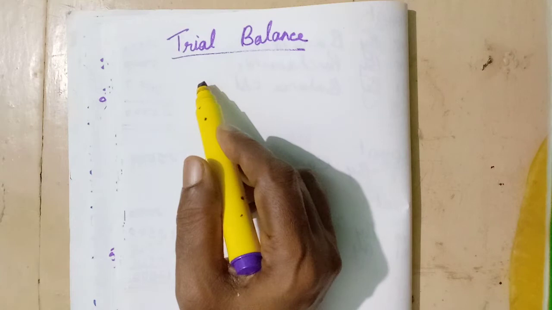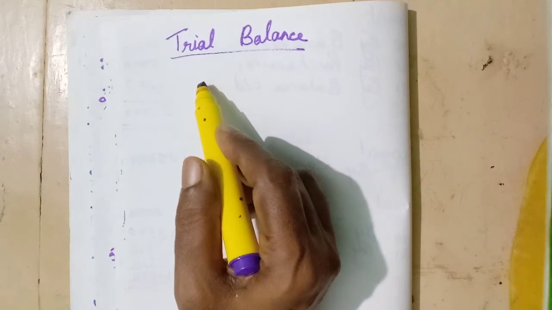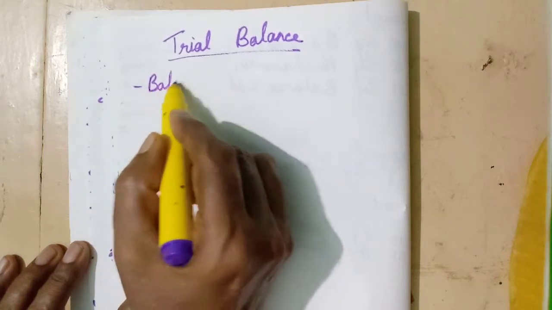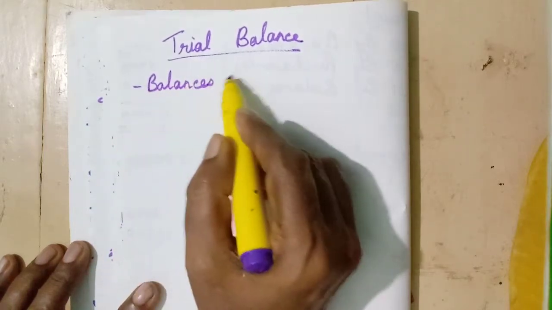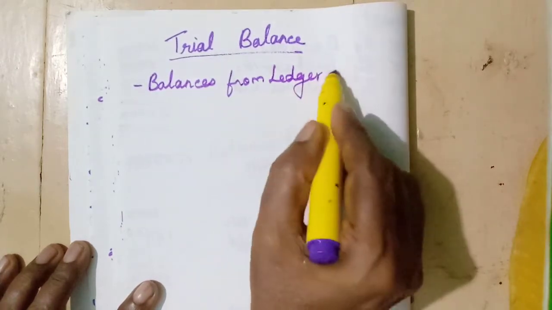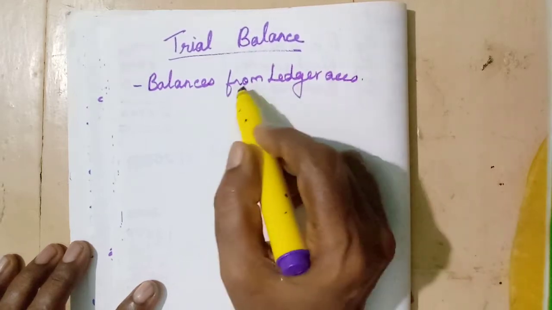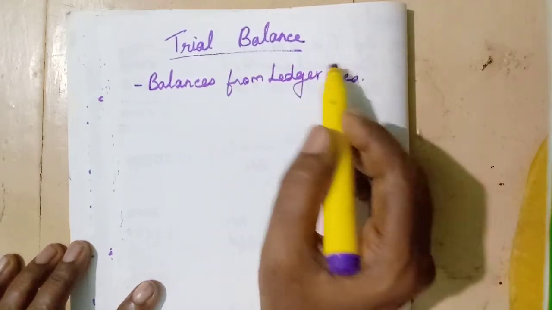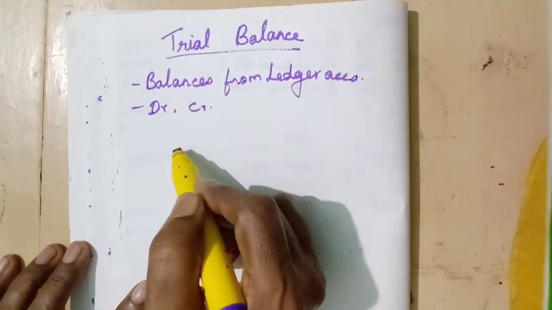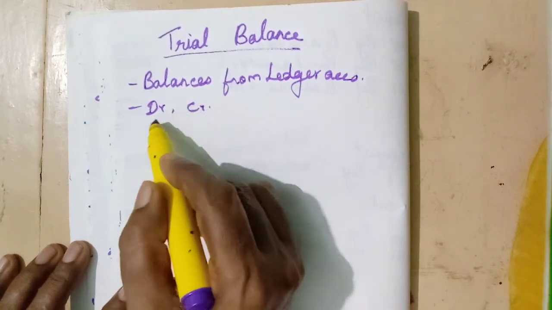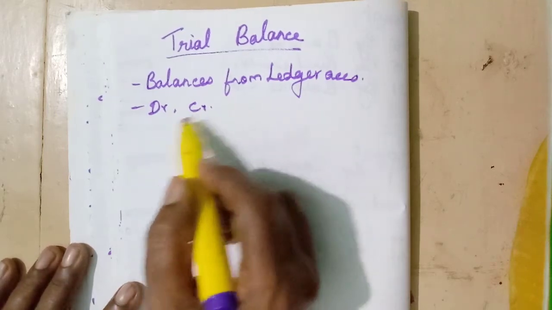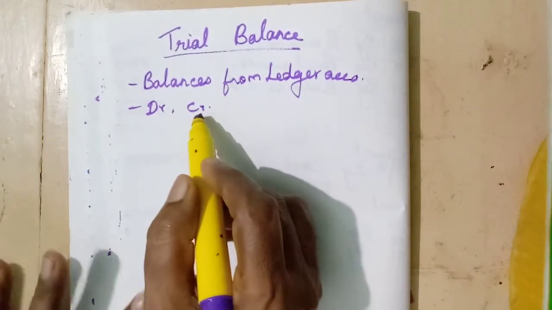Understand? With the previous lesson we learnt ledger accounts and balancing them. Those balances will be written in the trial balance. Balances from the ledger accounts will be transferred to the trial balance. There we have debit balance and credit balance in the ledger accounts, isn't it? Debit balance means to balance brought down. Credit balance means by balance brought down. So these two balances will be written.